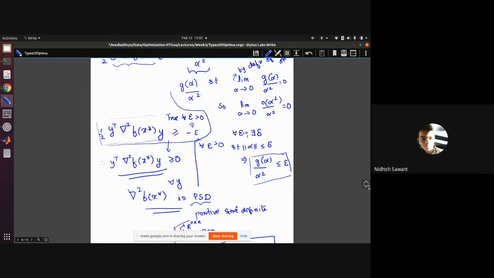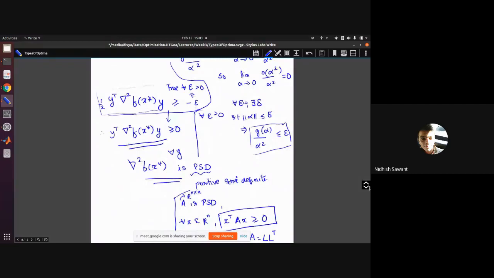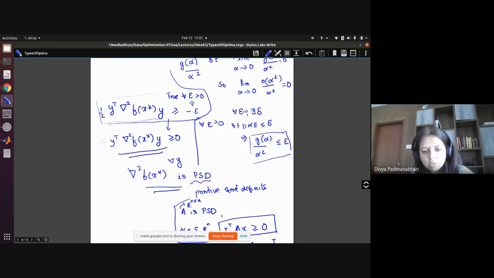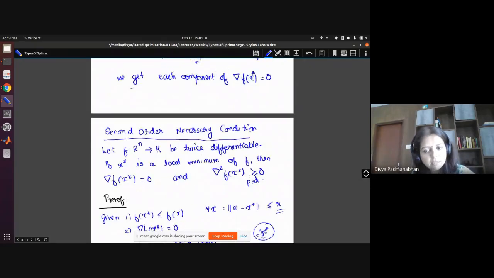Ma'am, we are yet to prove that the Hessian of f at x star is greater than or equal to 0. What we have shown right now is that the Hessian is greater than or equal to 0, which just means that it's positive semi-definite. This doesn't mean that it's entry-wise greater than 0. That's not the meaning.